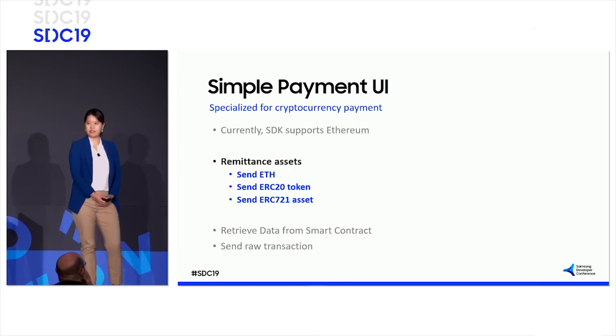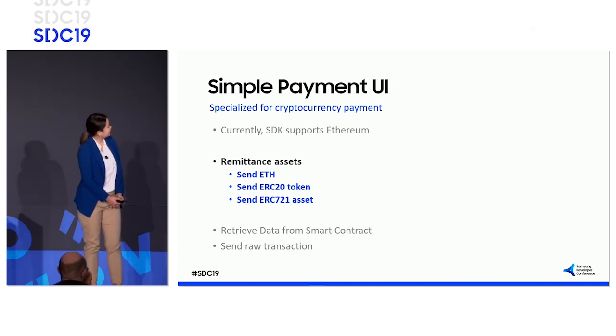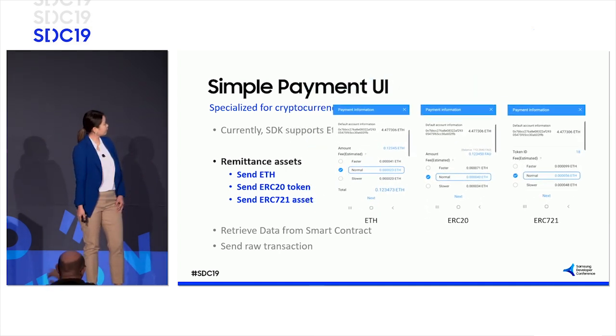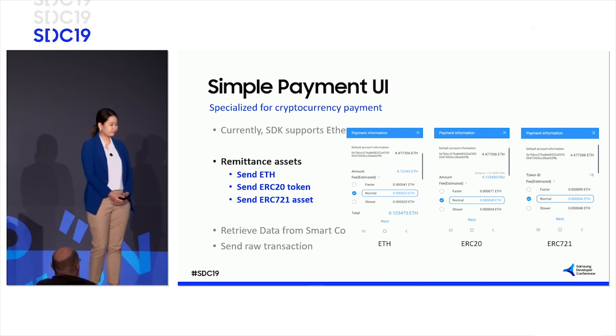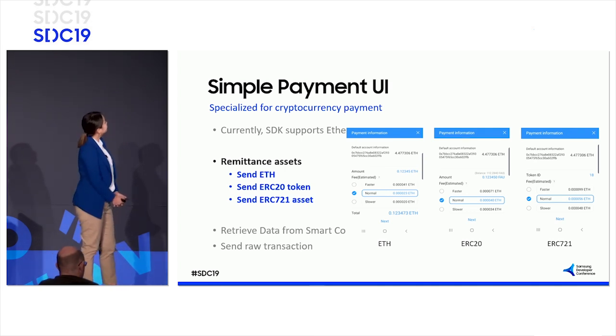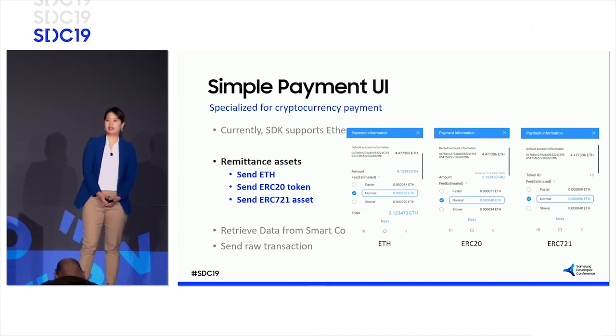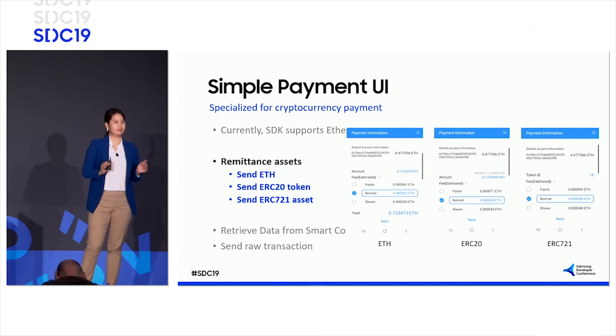The payment UI specialized for cryptocurrency has 3 different layouts. For example, on the left one, Ether, you can find the Ethereum balance. And about ERC20, you can find a token name, FAU. And about ERC721, you can find the token ID. It has different types.